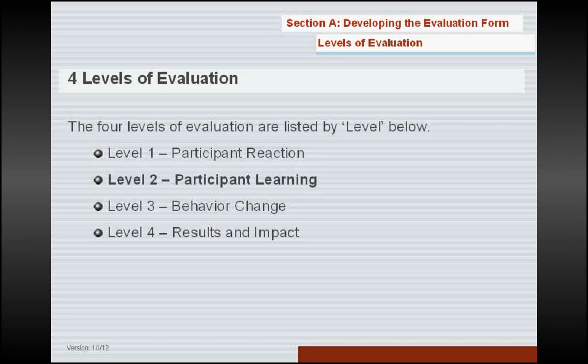The other key thing about level 1 and level 2, when are those questions asked of the participants? At the end of the training itself. Right at the end of training. The participants are still there, they haven't run out the door yet, and you're getting that kind of information. So level 3 is behavior change. Can you ask questions about behavior change at the end of the workshop?